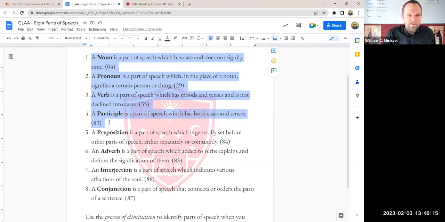Very good. Okay, very good. Perfect. Okay, does it have cases? Does it have forms? That's exactly right. All right, that's the first question, because if you can answer that, you can limit it to just 4 of the parts of speech. So that's right.